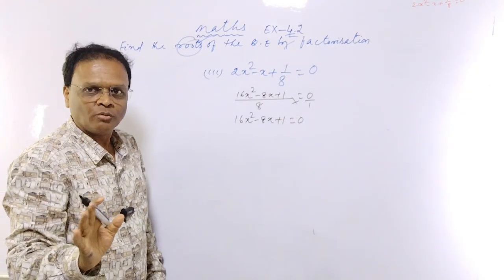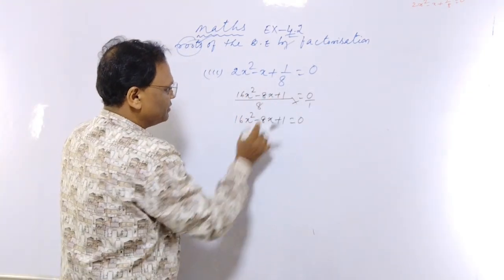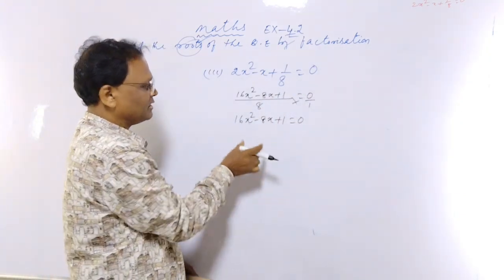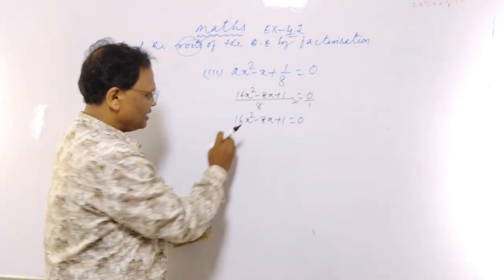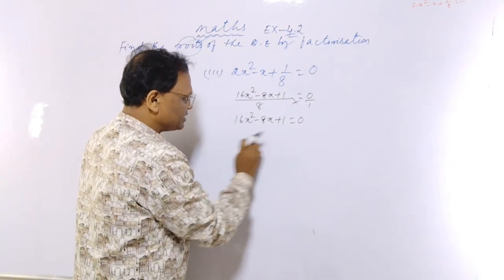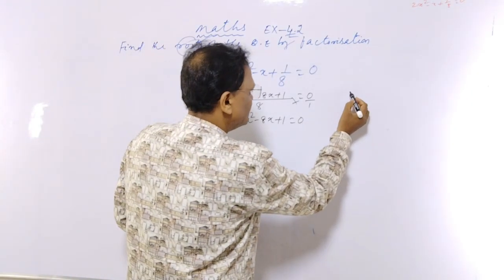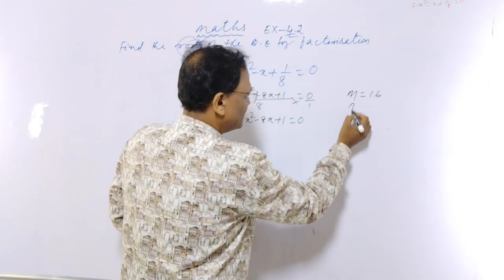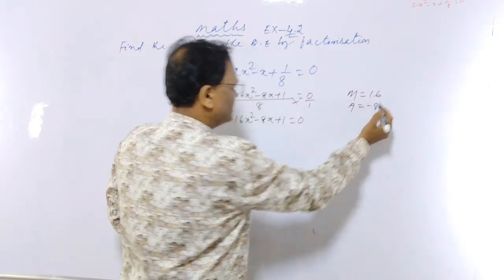This one I'll multiply with 1, 8 into 0. Now multiply exactly in the quadratic equation form. Multiply the first x square coefficient and the last one. This gives me 16. So my multiplication is 16 and my addition is minus 8.